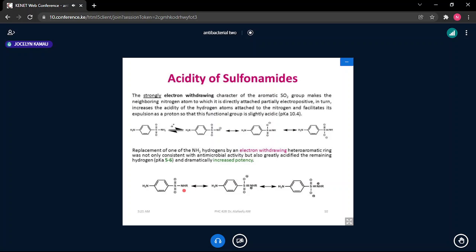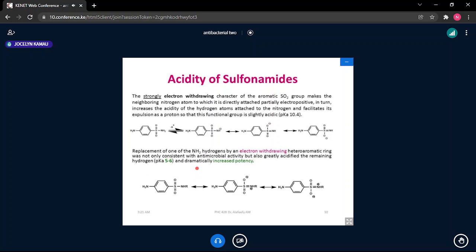So that is the role of R. R helps to increase the acidity of the sulfonamide and also helps to increase the potency of the sulfonamide. So you can see that is our R we have lost. So you have here NHR, you have lost that proton. So this proton should not be there. It should be NR, because we've already lost that proton.